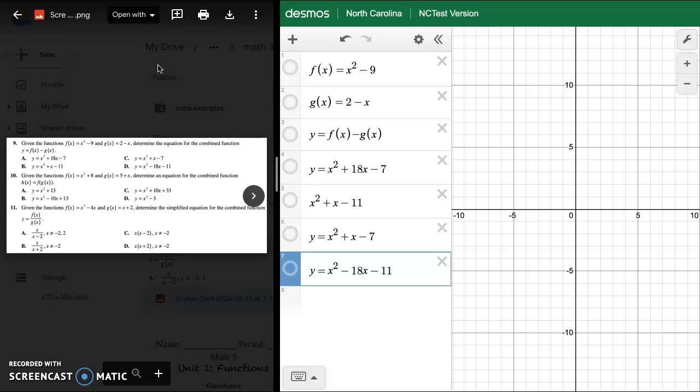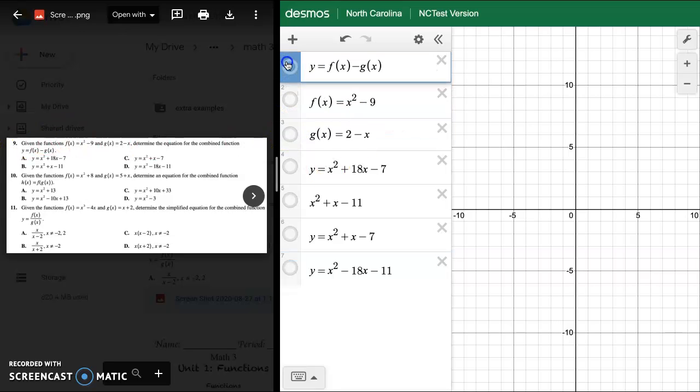Okay, so starting off on question 9 over here, given the function f of x is equal to x squared minus 9 and g of x is equal to 2 minus x, determine the equation for the combined function y is equal to f of x minus g of x. Now over here on my right screen, you see that I've already typed in a whole bunch of different functions and I have them all hid.